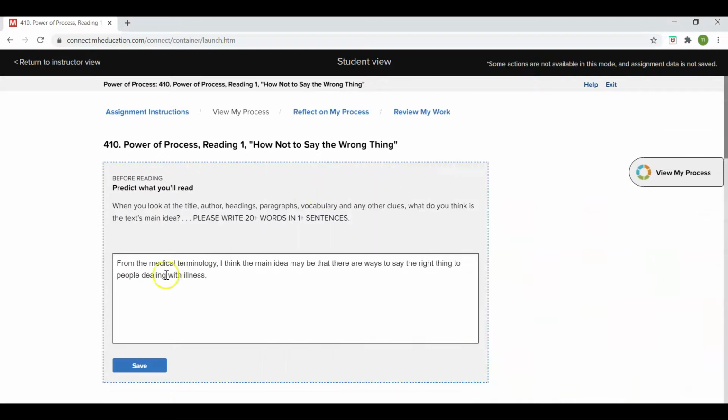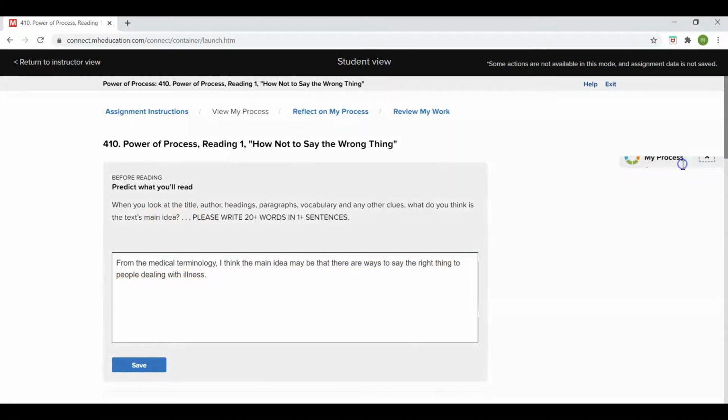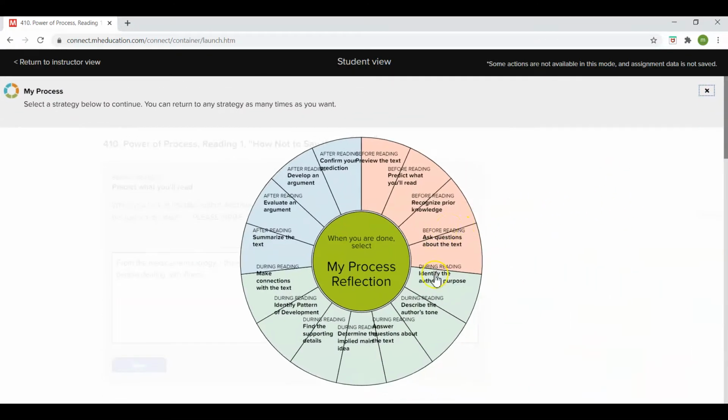Remember, back here there was this one where you predicted, right? What do you think the text's main idea is? And so my prediction was that it was about this, and I'll either say that I was right or I'll say that I was wrong about that.